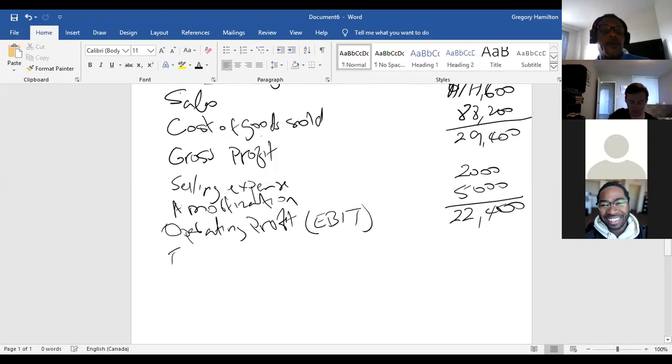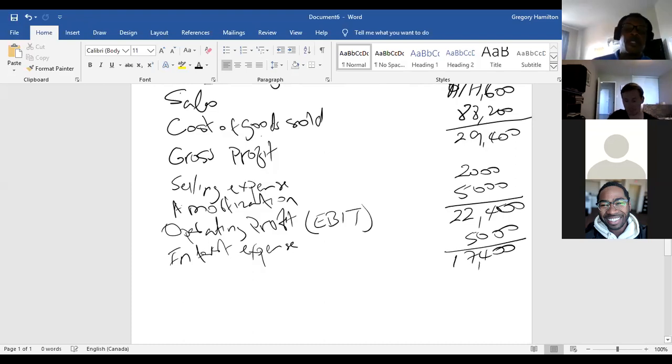So from this now, we're going to take our interest expense. And our interest expense is 5,000. And this represents our earnings before taxes. The taxes would be 3.